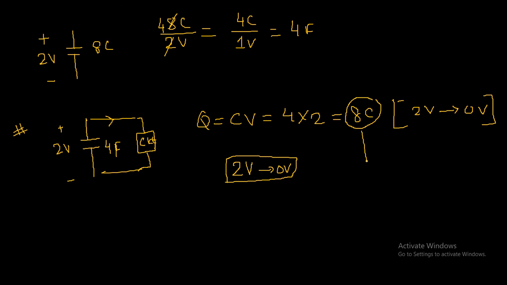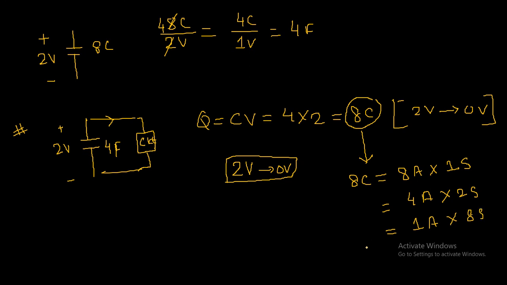Further we can say 8 coulomb means 8 amps for 1 second, it will be able to provide 8 amps of current to this circuit. Or 4 amps for 2 seconds, or 1 amp for 8 seconds. I hope now you understand the meaning of Q equals CV, or capacitance. So let's go forward.